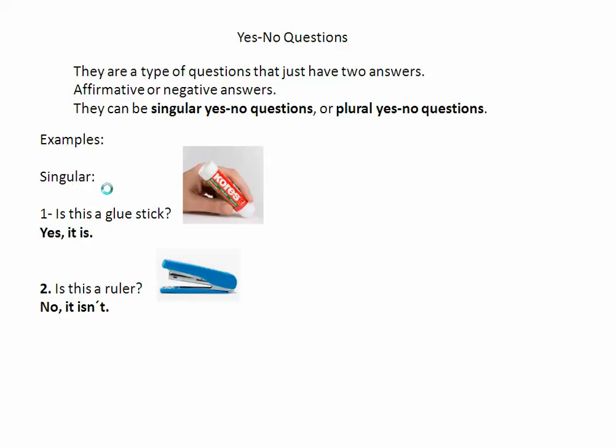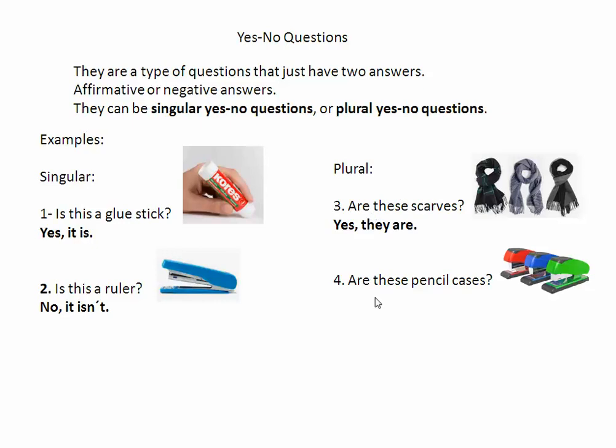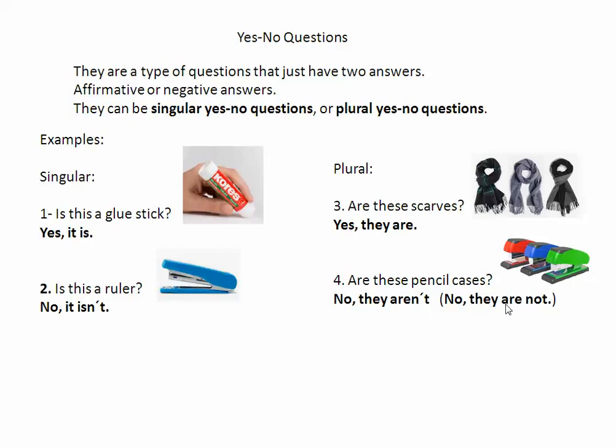Number 3 refers to a plural question. In this case, are these scarves? And the answer is yes they are, affirmative. And number 4, are these pencil cases? Of course they aren't, no they aren't, or you can also say no they are not.